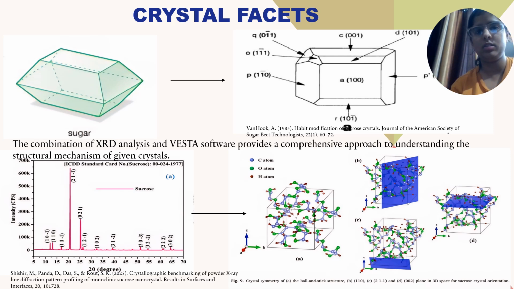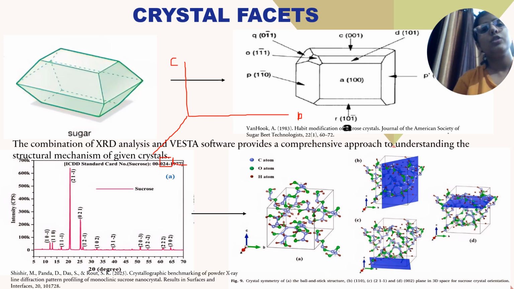Now, if we make a crystal system diagram, this will be B, this will be C, and this will be A. So, if we consider the 110 plane, it will be like this, cutting the A axis at one and parallel to B and C. And the 001 C plane will be cutting the C axis and not the A or B axis.